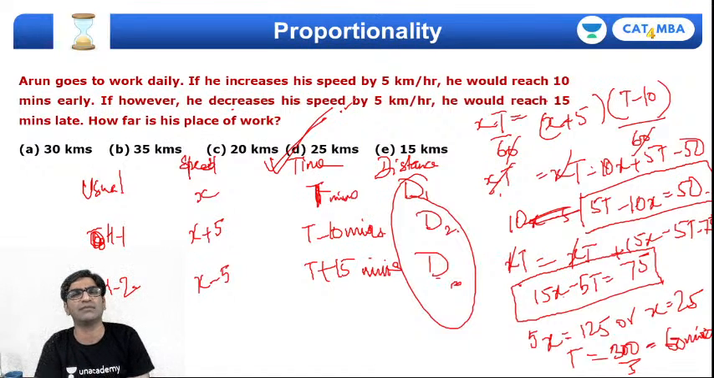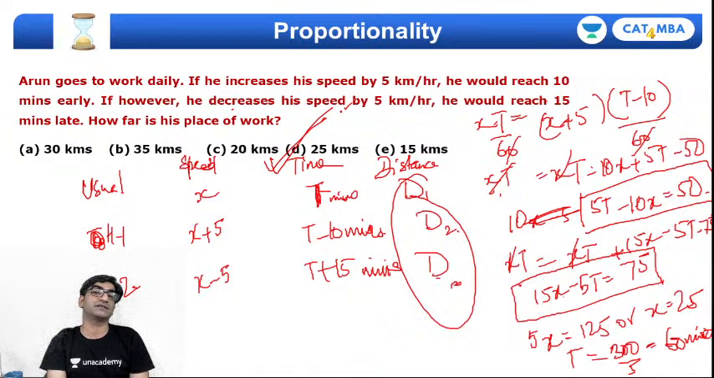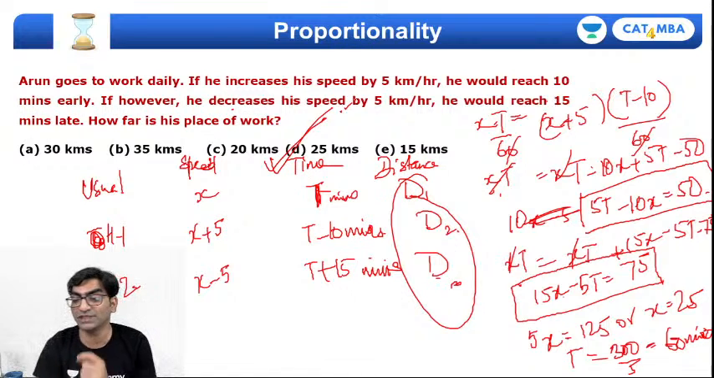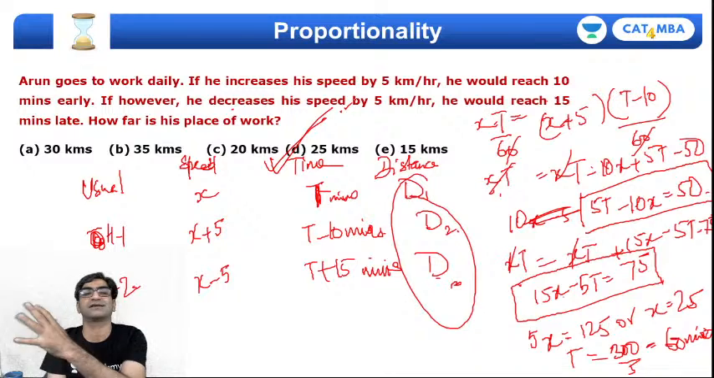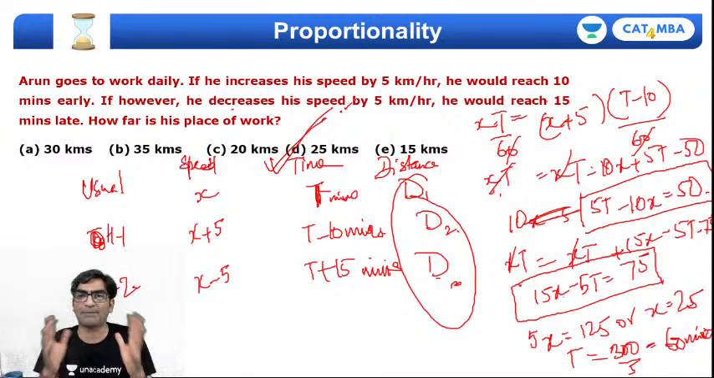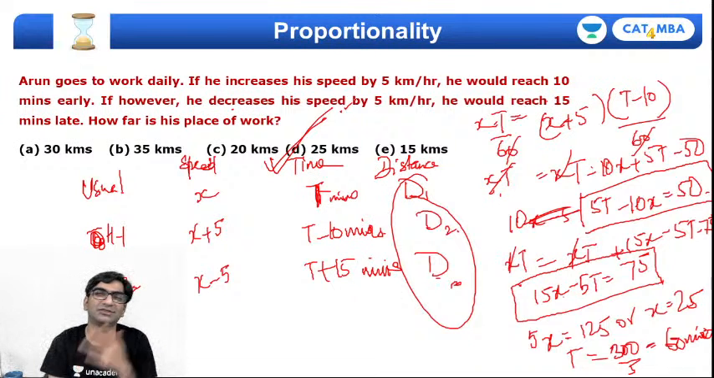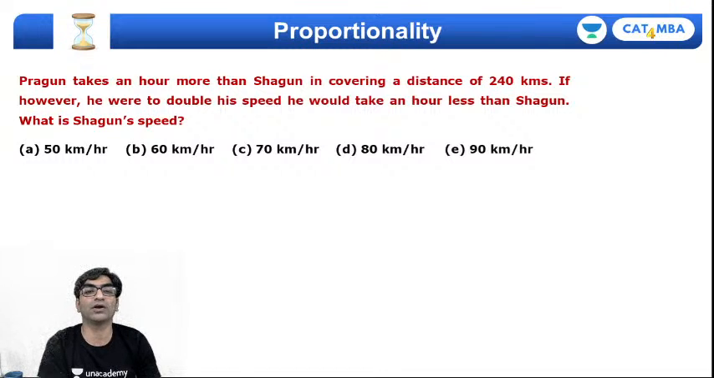Why does this take time in proportionality? Because the change in the speed was not given in percentage terms, it was given in absolute terms. So where the change is in absolute terms, like 2 kilometers per hour faster or 5 kilometers per hour slower, you should know that it will take time, right? Okay, moving on.